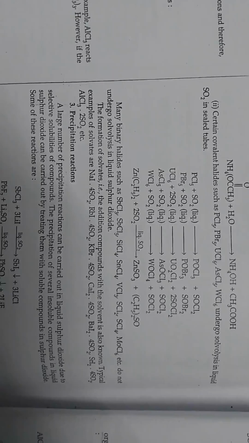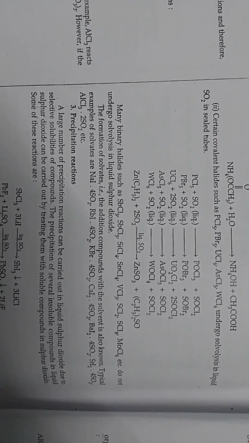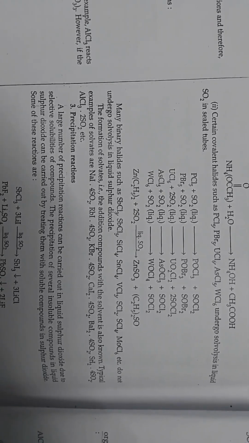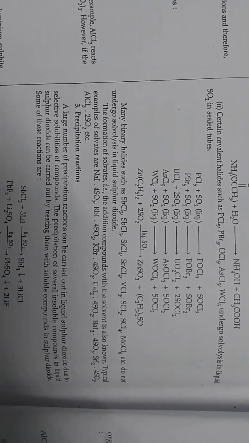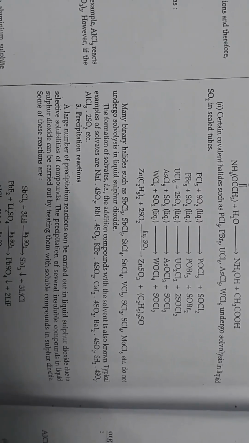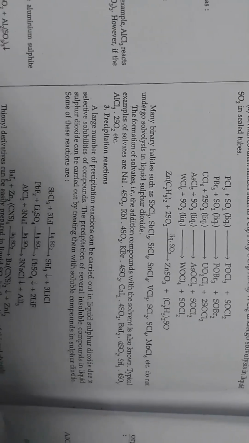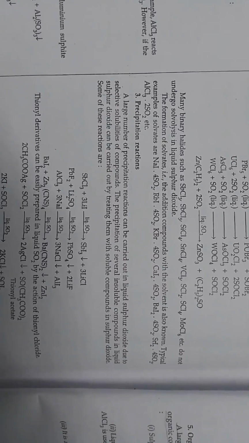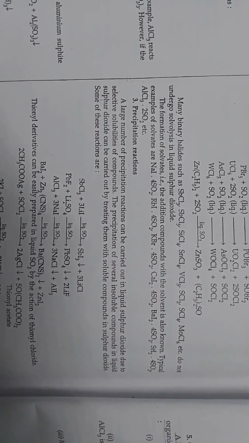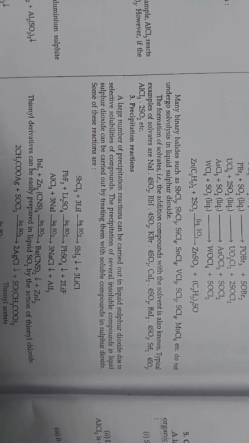AsOCl5 plus SO2 gives AsOCl3 plus SOCl2. WCl6 plus liquid SO3 gives WOCl4 plus SOCl2. Zn(C2H5)2 plus 2SO2 in liquid SO2 gives ZnSO3 plus (C2H5)2SO.